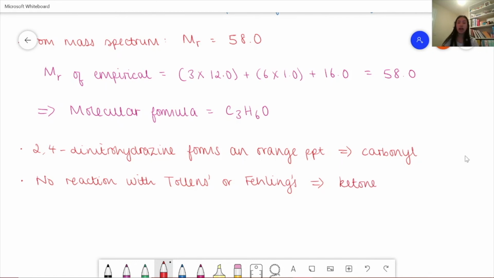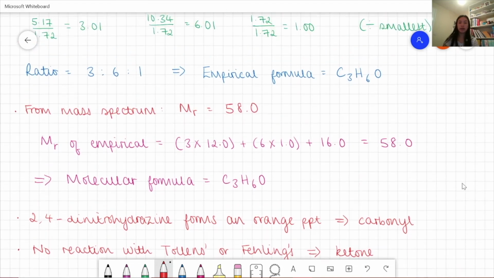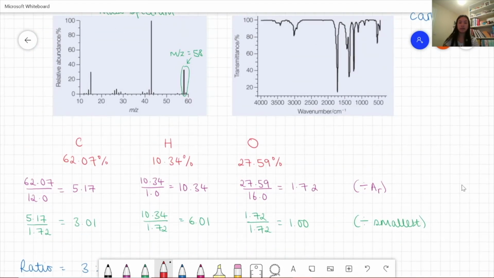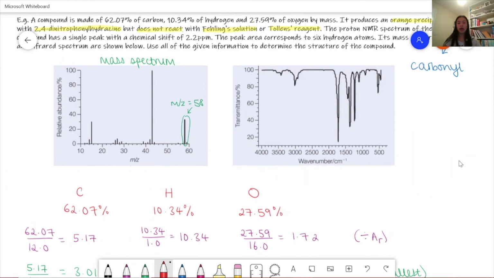So now we can look at our other spectrum that we have, which is this infrared spectrum. And we can see that we have a peak here, this peak, at about 1,720 centimeters to the minus 1. And looking at our data booklet, this actually corresponds to a C double bond O group. And so this is our idea of it being a carbonyl compound.